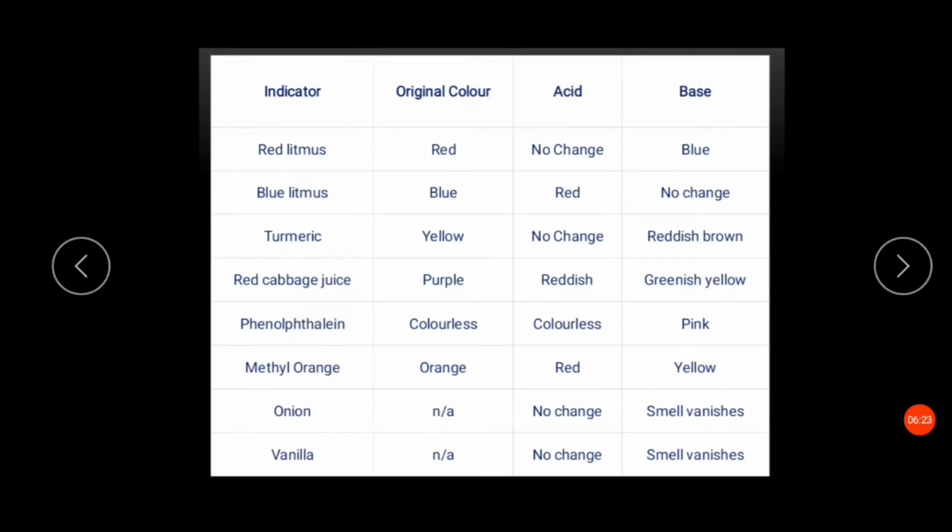See, onion and vanilla essence, these two are the olfactory indicators. Onion's original color is colorless, and in the presence of acid there is no change. It means the smell of onion will not change, but in the presence of base the smell vanishes. Vanilla also, in the presence of base its smell vanishes. So both onion and vanilla change their smell, or we can say their smell vanishes, in the presence of base, and they remain unchanged in the presence of acid.